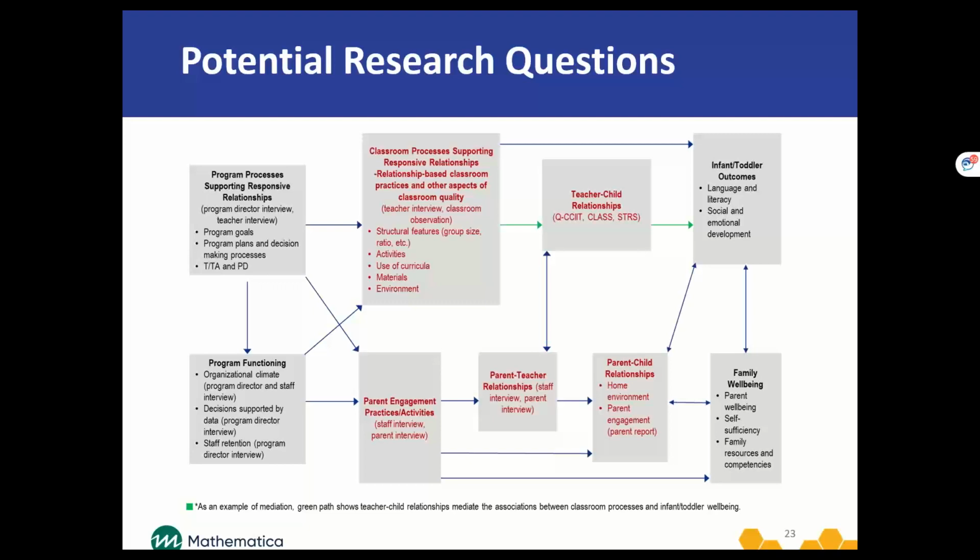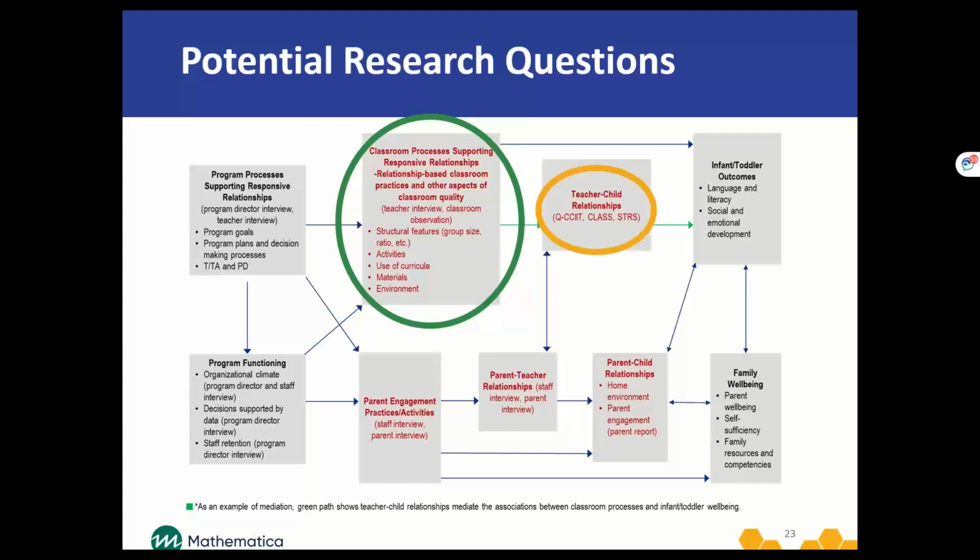The cross-sectional data can provide a comprehensive snapshot at one point in time and describe the characteristics of Early Head Start programs, teachers, home visitors, classrooms and home visits, and the population of Early Head Start children and families. The data can be used to answer questions within each of the boxes in the logic model. For example, what are the classroom features and practices that may support responsive relationships? The green circle. Or what does teacher-child relationship quality look like in center-based Early Head Start?